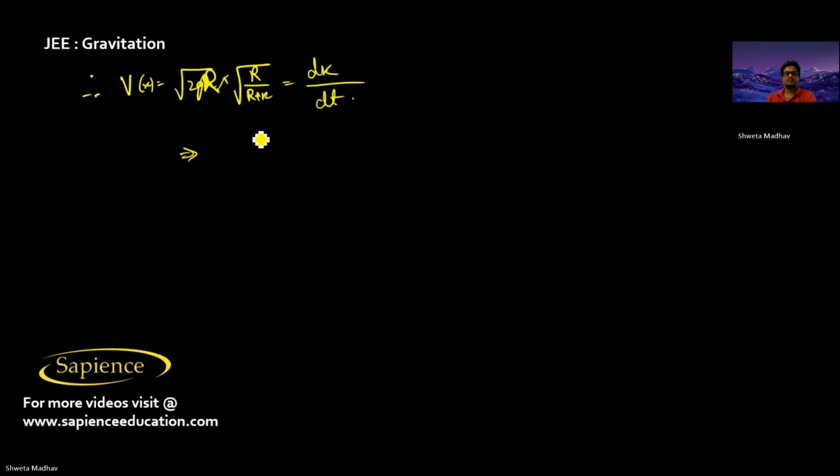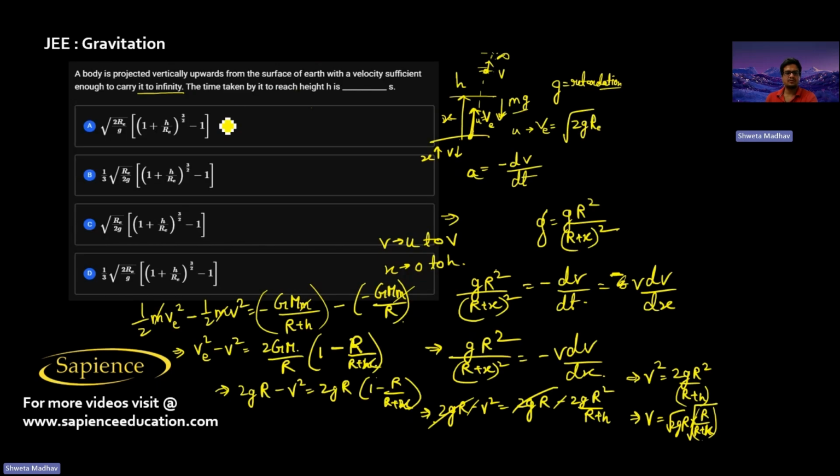So therefore, we got v as a function of x, that is equal to root 2gr into root over r by r plus x. That is equal to dx by dt. The time has been asked, so you can say that dt, that is, root 2 g into r dt equals dx into root over r plus x. x is going from 0 to h and t is going from 0 to t. This time we have to find out.